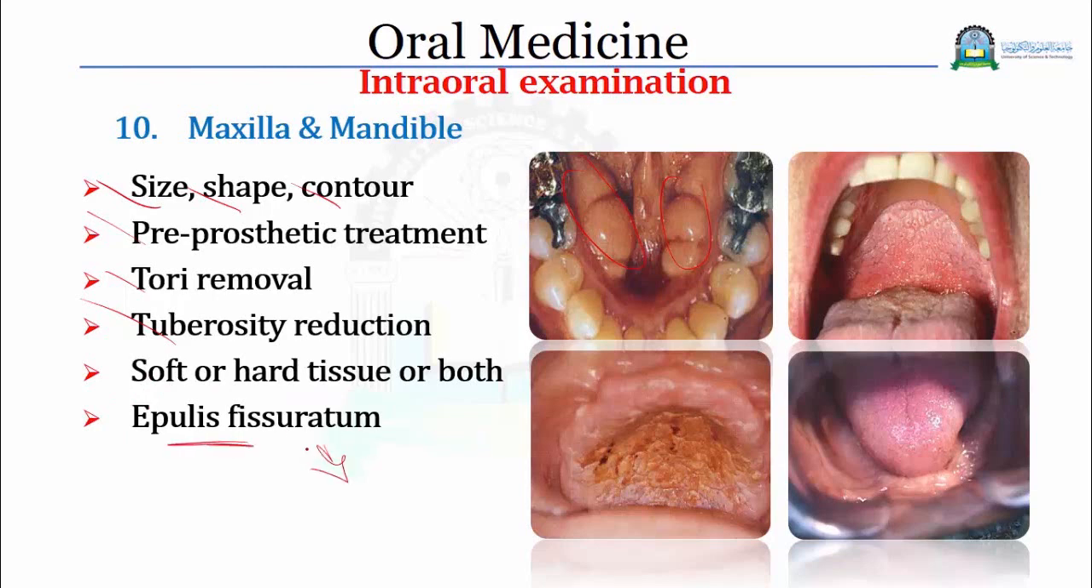This is a lesion associated with a prosthesis, what we call removable partial dentures or complete dentures. If there is an ill-fitting denture, it can lead to overgrowth of the mucosal tissue, leading to what we call epulis fissuratum.